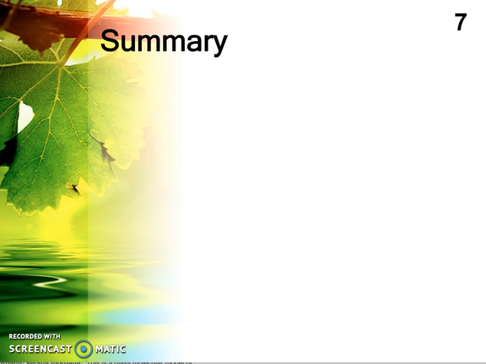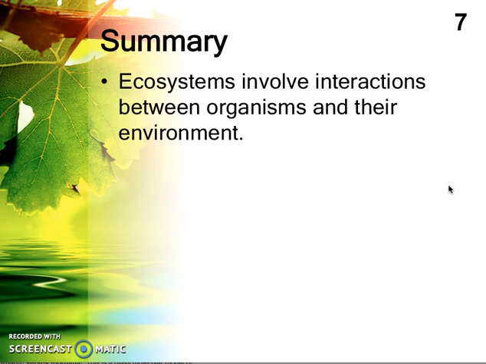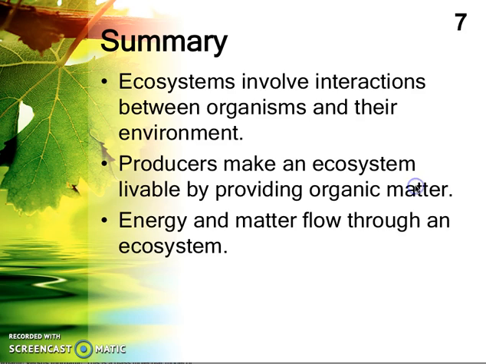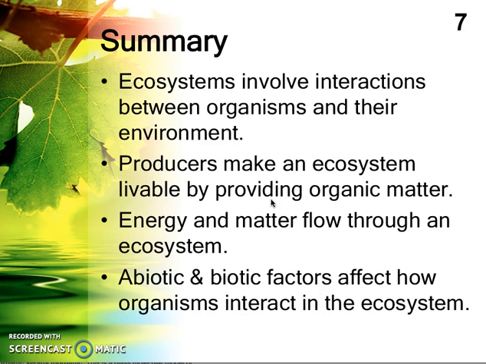So let's take a moment to summarize everything from this video because we talked about a lot. So ecosystems involve the interactions between organisms and their environment. So producers make an ecosystem viable by providing organic matter. Energy and matter can flow throughout an ecosystem. And abiotic and biotic factors affect how organisms interact with their environment.